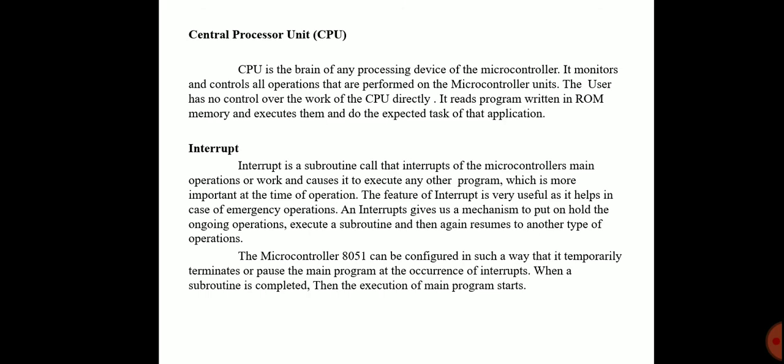The CPU is the brain of any processing device, such as the microcontroller. It monitors and controls all the operations that are performed on the microcontroller unit. The user has no direct control over the work of the CPU. It reads the program written in ROM memory and executes it to perform the tasks of the application.